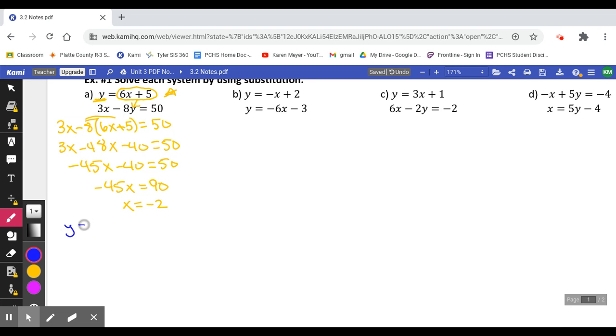So y equals 6x plus 5. But instead of x, I'm now going to substitute in a negative 2 for x. So y equals 6 times negative 2, which is negative 12 plus 5, which gives me y equals negative 7. And then remember to write your answer as x comma y, so negative 2 comma negative 7.